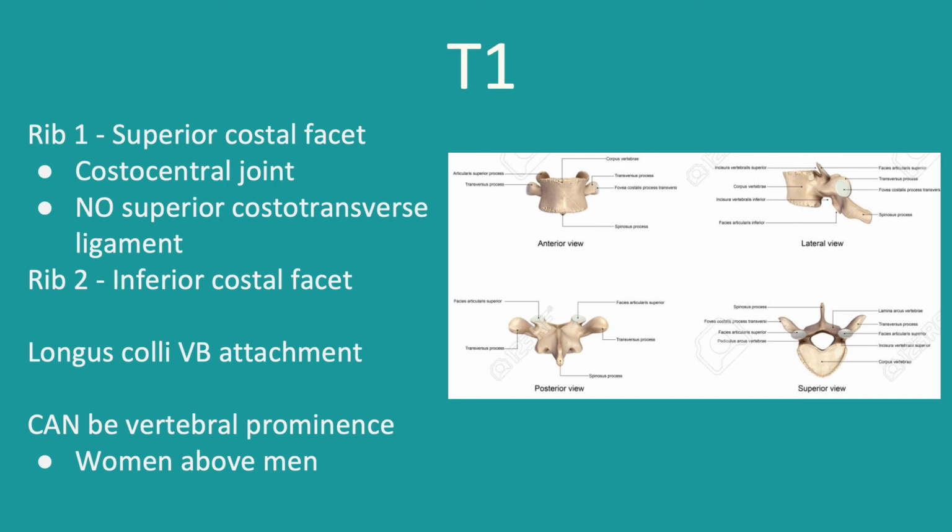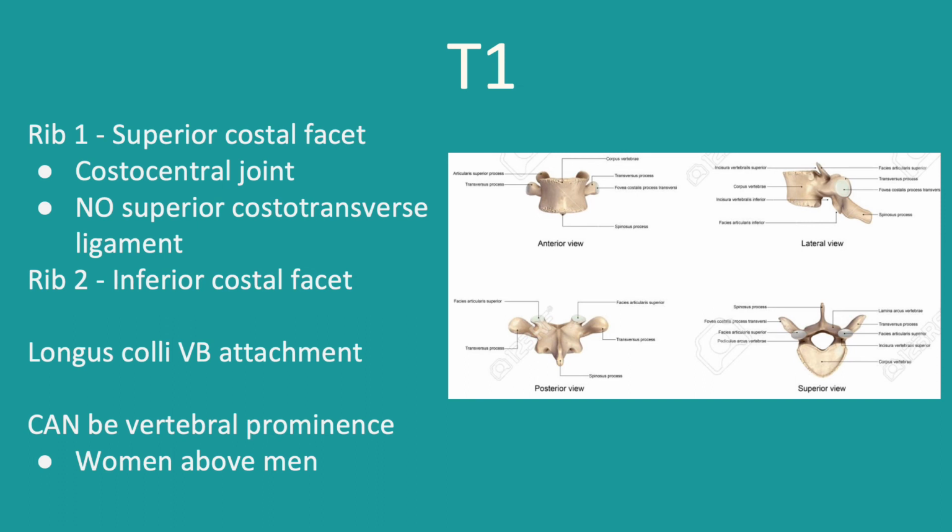It has a costocentral joint. However, it has no superior costotransverse ligament. Remember that superior costotransverse ligament reached down from the vertebrae above. So there's no ligament coming down from your C7 vertebrae to support your rib 1. That is important, and that will be a test question, so know that.